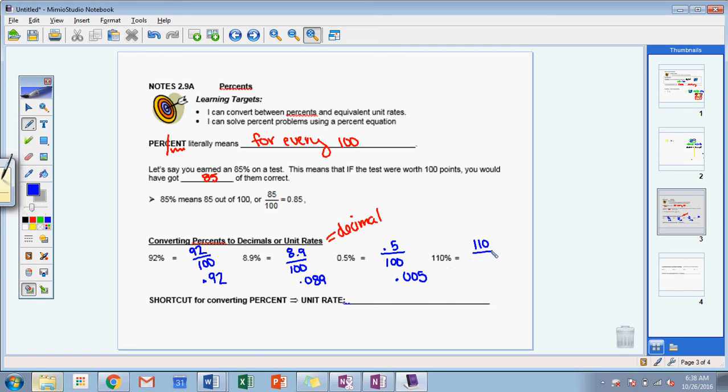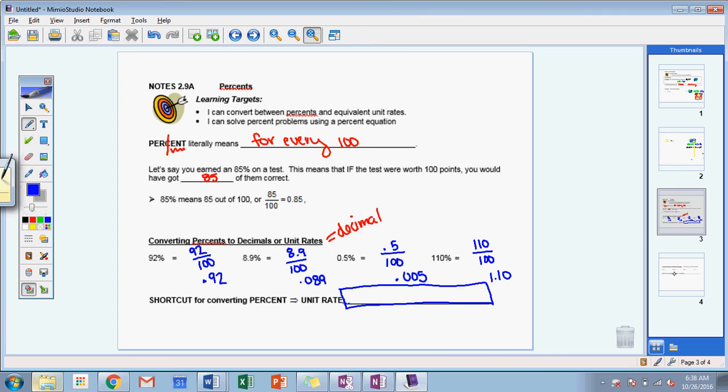Okay, last one, 110%, that's better. I want that on a test for sure. That means you got some extra credit. So 110 out of 100, we divide those two things, pause me, and you get 1.10. Okay, so let's look at all these answers. There's a really easy shortcut, a quicker way to get from the percent to the unit rate. I want you to think about what that shortcut is. Write it down if you think you know it, and we'll talk about it when you get to class.